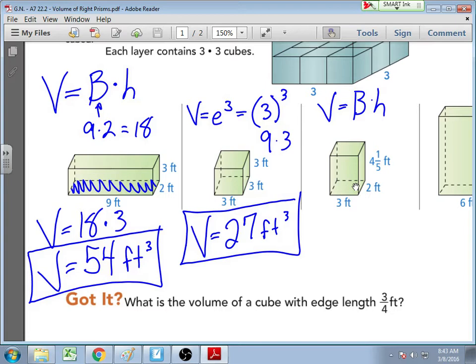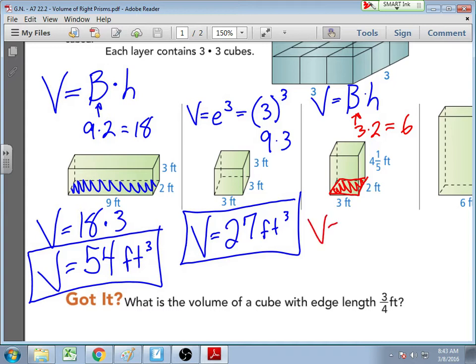We'll switch colors here. Now my big B is going to be this rectangle, and really we normally look at what shape our base really is by the name of our prism, but since all of these are just rectangular prisms, I could actually choose any face that I want to be the base. I'm especially going to choose the 3 by 2 just because it's easy. So I'm going to do 3 times 2, which gives me an answer of 6.